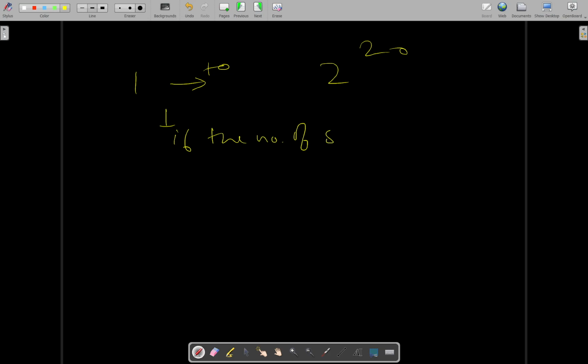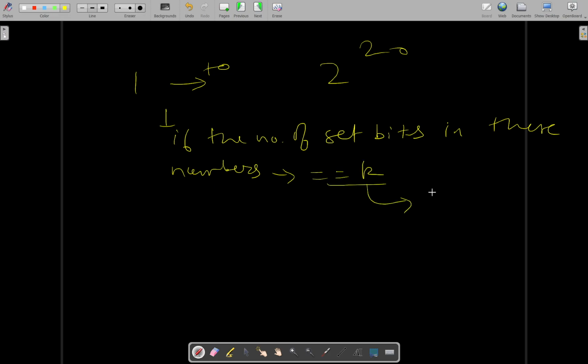Let me quickly take another slide. We will check numbers from 1 to 2 raised to power 20, and if the number of set bits in these numbers happens to be equal to k, then it is the combination we are looking for, the k digit combination.